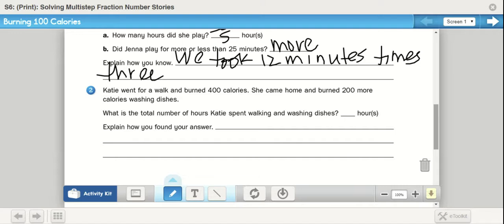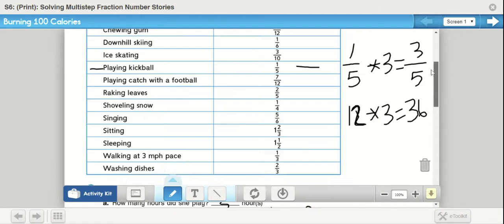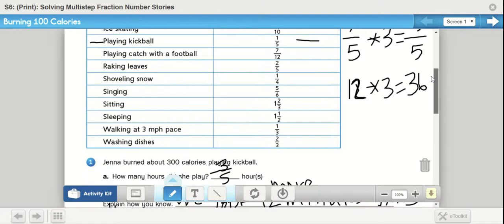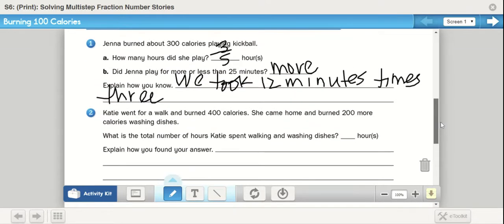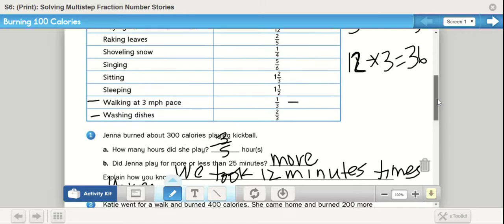So it says Katie went for a walk and burned 400 calories. She came home and burned 200 more calories washing dishes. First, the walk. Let's look up here at the walk. Okay, so she walked and did the dishes. So perfect, she did the last two things on here.